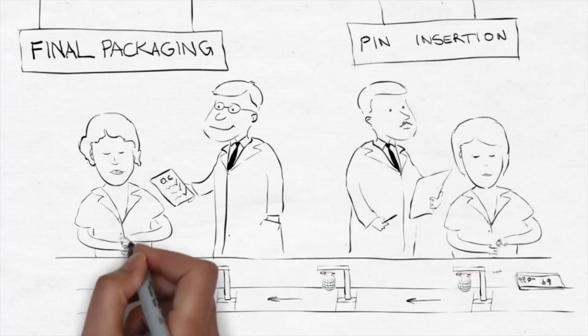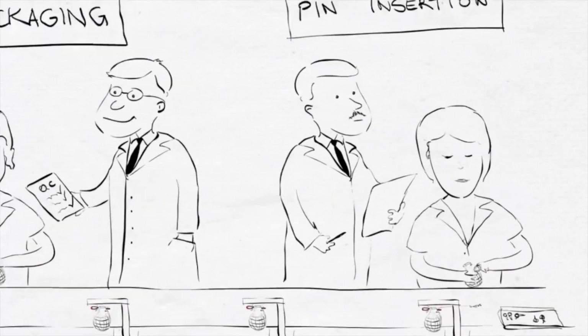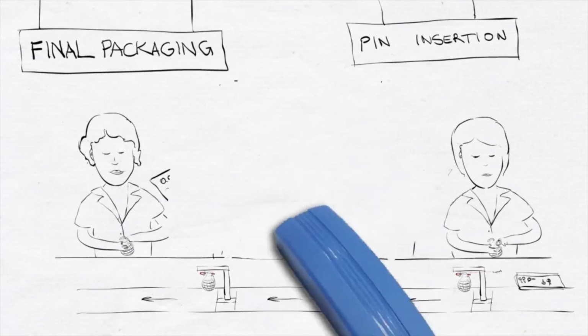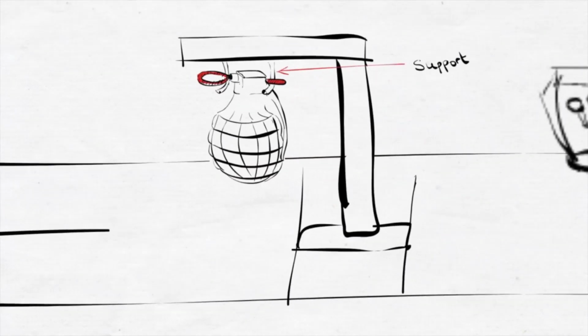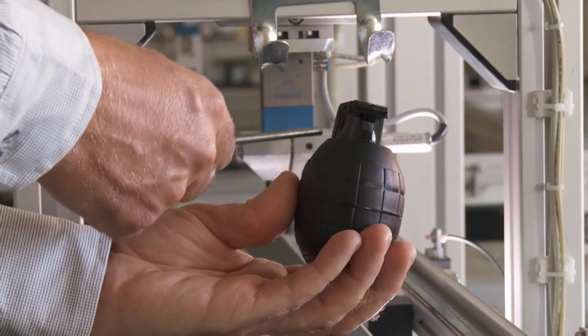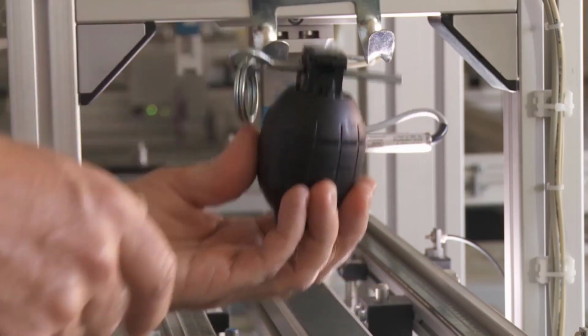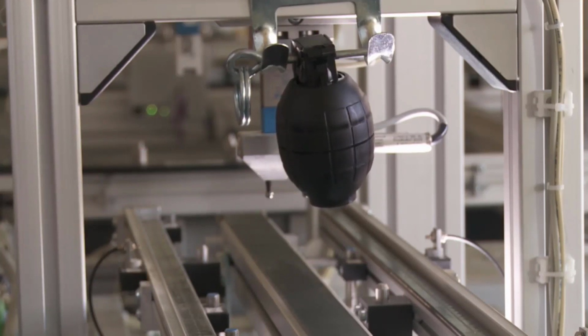So as you can see here, the only way the grenade can be passed on to final packaging is if the pin is inserted. This error-proofing was so successful they were able to get rid of the additional quality inspectors. And the example shown here is one of the first known examples of error-proofing. It also meets the requirement of a successful poka-yoke or error-proof, which is simplicity, effectivity, and low cost.